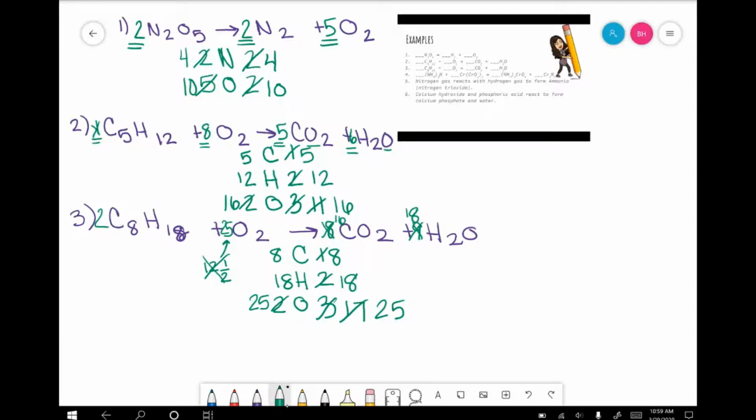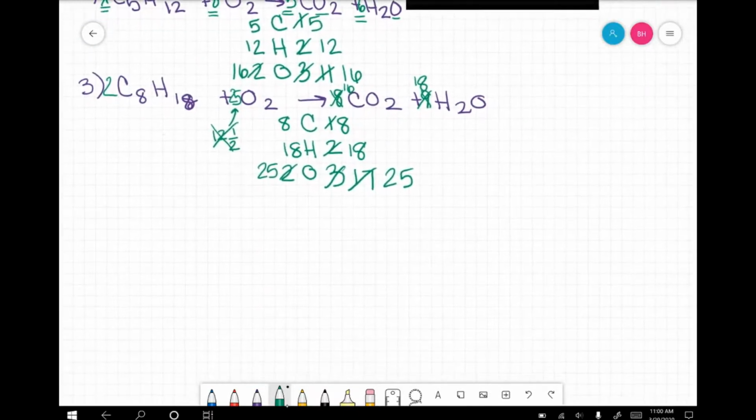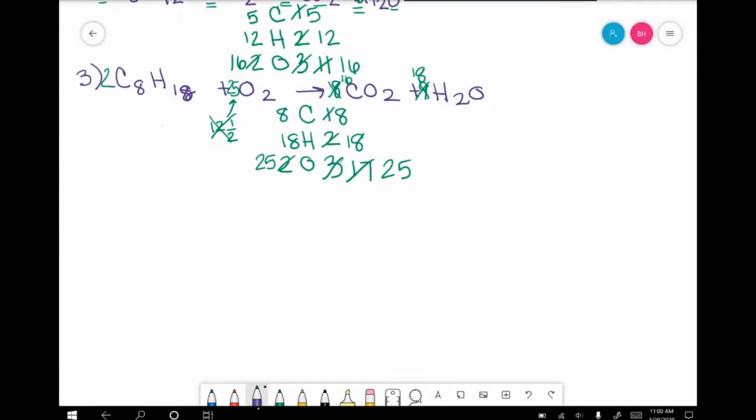So that's kind of a tricky one, and you will usually see it in these types of combustion reactions where your carbon is an even number. So let's go ahead and move on to number 4. We're going to scroll down here just a little bit. And we have number 4.